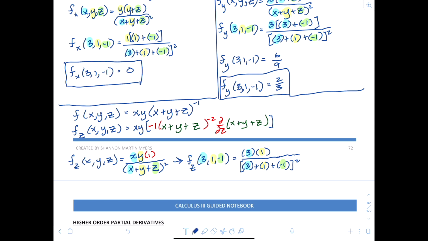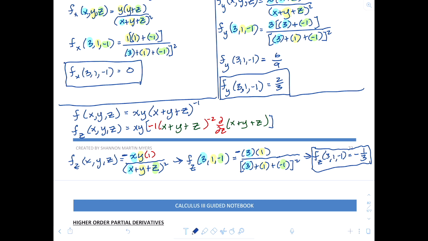Cool. And let's see, we'll get 3 over 9. So fz at 3, 1, negative 1 has a slope of what? It'll be 3/9, right? And actually, let me make sure. You know what I did? I lost my negative. Remember, I had a negative right here. So there would be a negative here. And so we'll get a negative 1/3. Cool, cool?